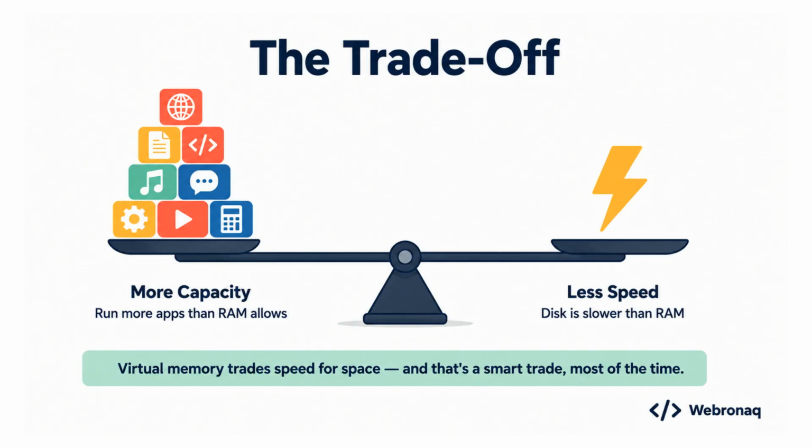This is the same kind of logic Photoshop uses when you open a huge image file. If the image is bigger than your RAM, Photoshop creates its own scratch disk on your hard drive and pages parts of the image in and out as you scroll and zoom. Same idea. Trade a bit of speed to handle something bigger than memory can hold. That's virtual memory in a nutshell.